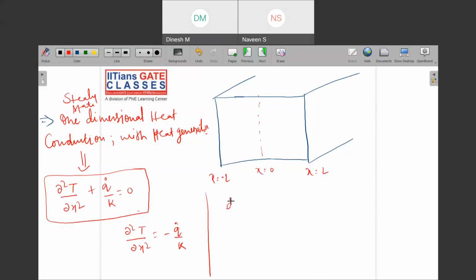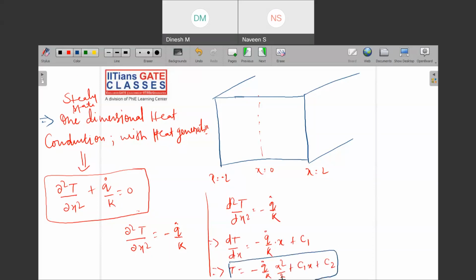So d square T upon dx square is equal to minus of Q dot upon K. Then dT upon dx is equal to minus of Q dot upon K into x plus some constant C1. Then what is the temperature? Temperature is minus of Q dot upon K into x square by 2 plus C1 x plus C2. So this is my temperature distribution. Now, if you are able to find out the constants C1 and C2, then you can find out the temperature variation, right?